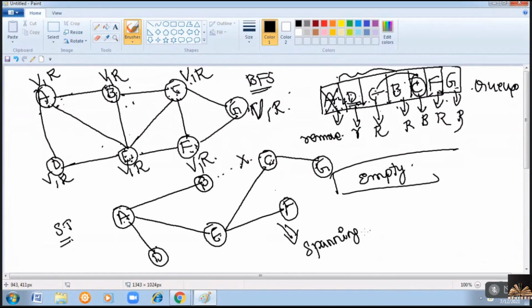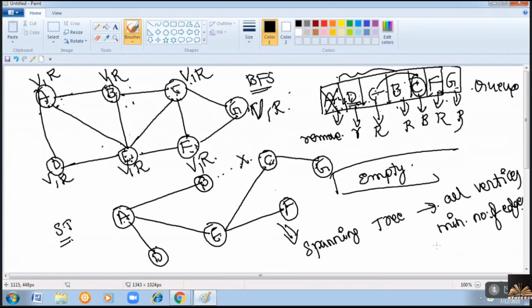What do you mean by spanning tree? The spanning tree should contain all the vertices in the graph with minimum number of edges. All the vertices should be there with minimum number of edges and no cycle should form. It should not form any cycle. So here all the vertices are visited with minimum number of edges and there are no cycles. Therefore, this is the resultant of BFS, which is a spanning tree.